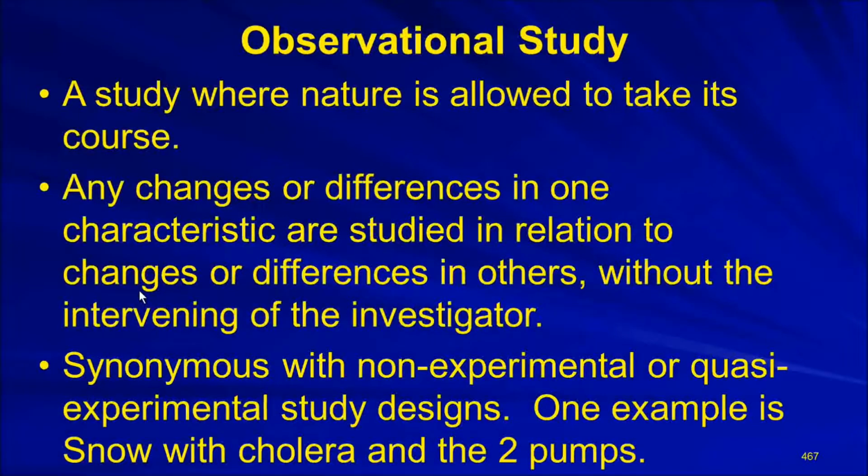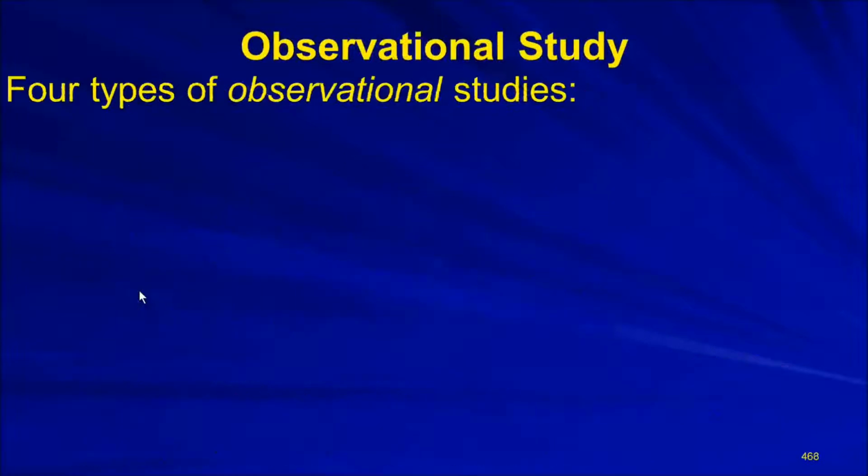Now, let's go back to the second point. Any change or difference in one characteristic is studied in relationship to changes or differences in another without any intervention by the investigator. Again, the experimenter manipulates zero. Okay? This is something that's going on in nature that the investigator comes across.